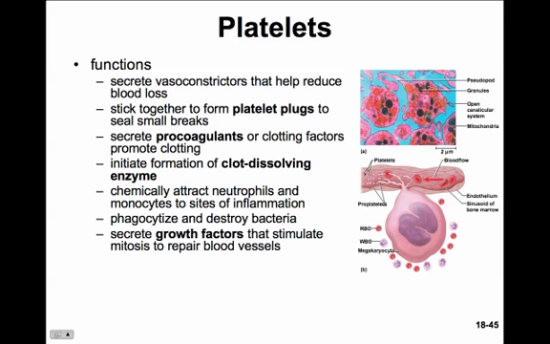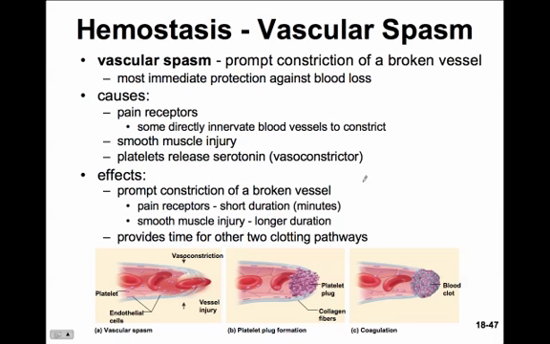So, vascular spasm is a prompt constriction of a broken vessel. It prevents it from leaking out too much blood. It's the most immediate protection we have against blood loss. Vascular spasm is a result of pain receptors. Some directly innervate blood vessels to constrict. If we have smooth muscle injury, it will cause vascular spasm in the same way. And then platelets also release serotonin, which itself is a vasoconstrictor.